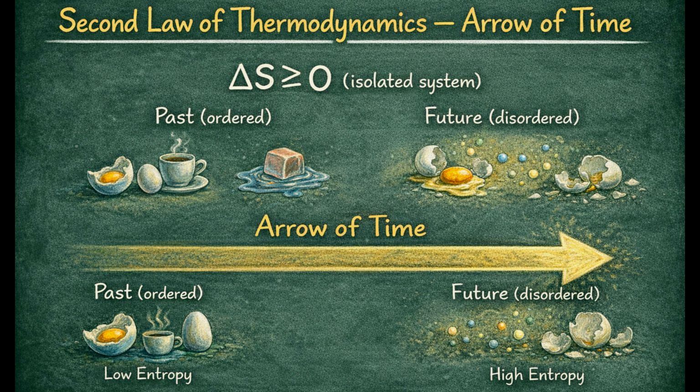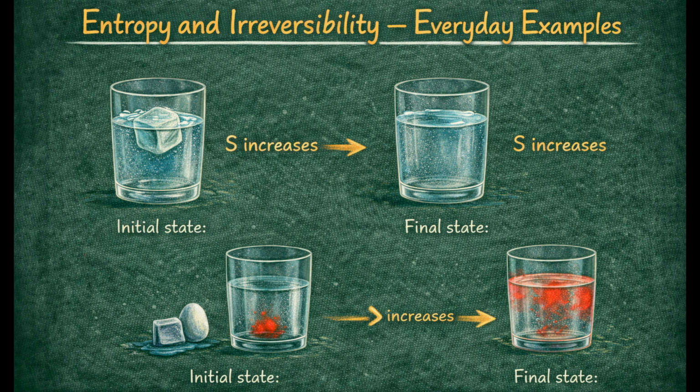The second law of thermodynamics states that the entropy of an isolated system never decreases. Equivalently, it always increases or stays constant. This gives a thermodynamic arrow of time. Processes naturally go from low entropy, order, to high entropy, disorder. For example, heat flows from hot to cold, gas diffuses, and broken eggs don't unbreak. This distinguishes past from future physically.